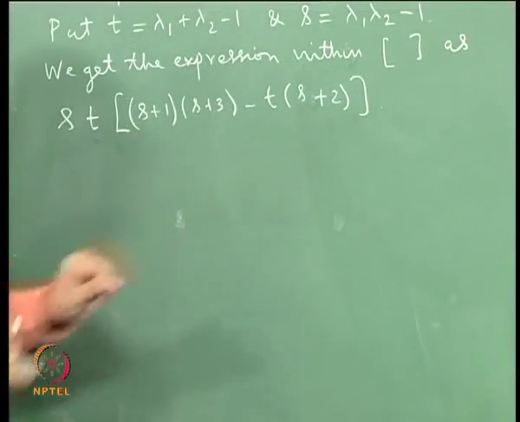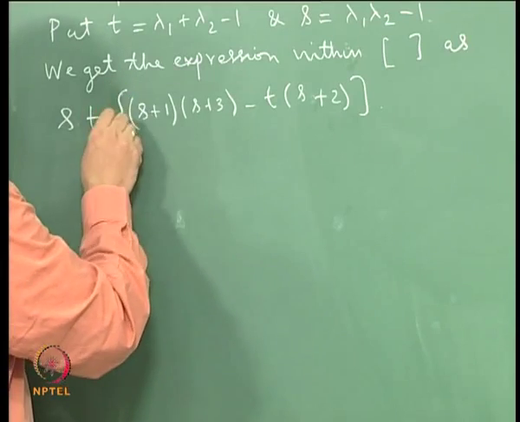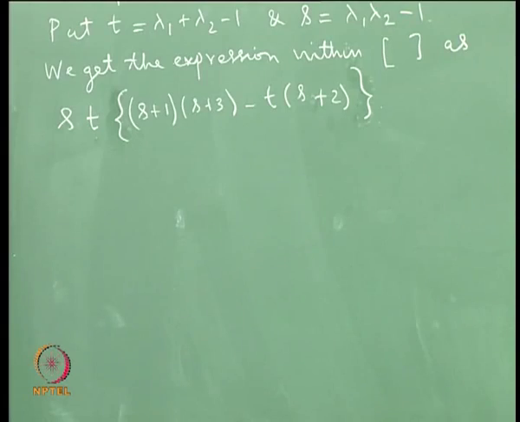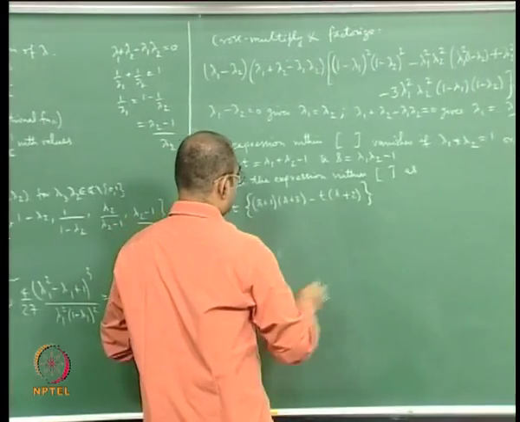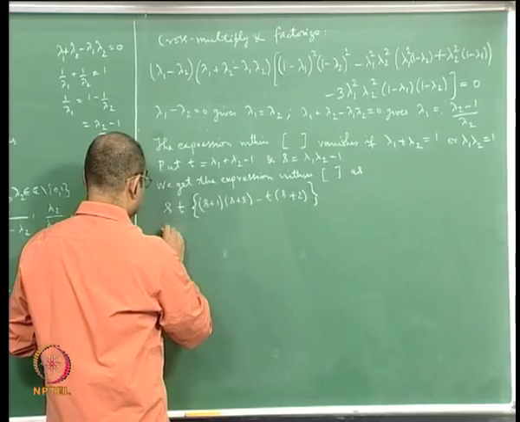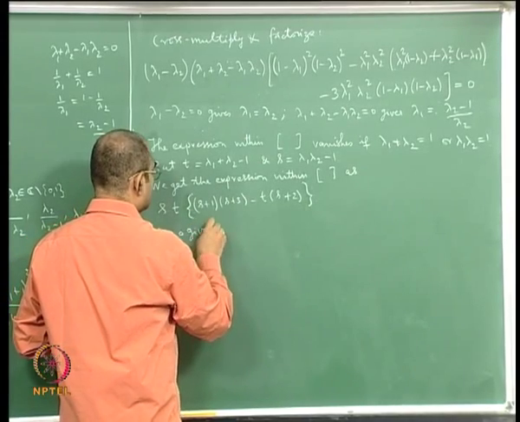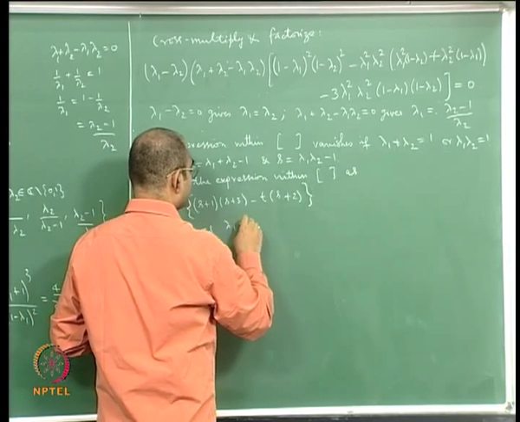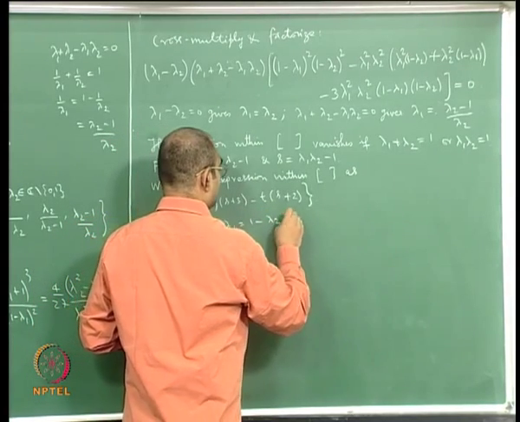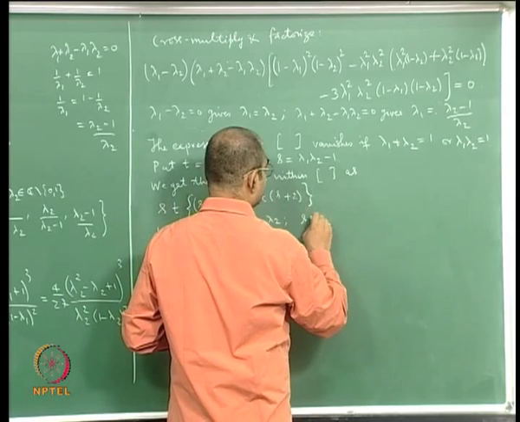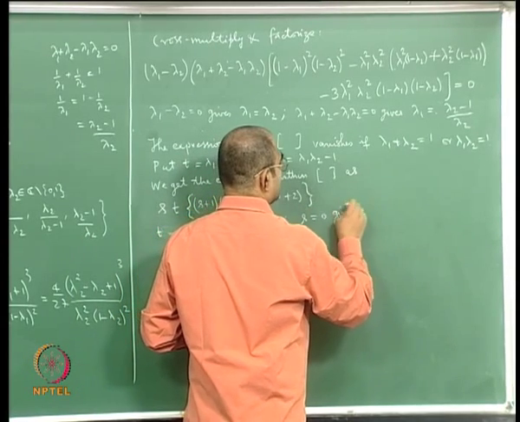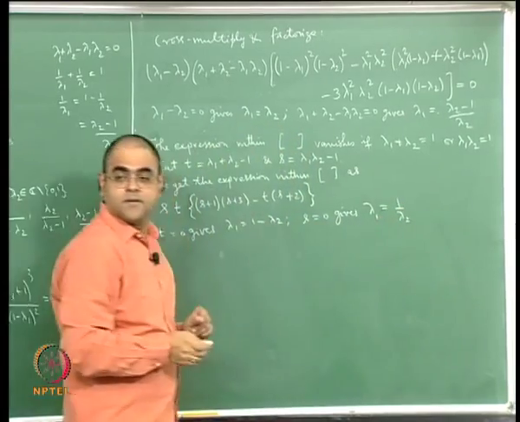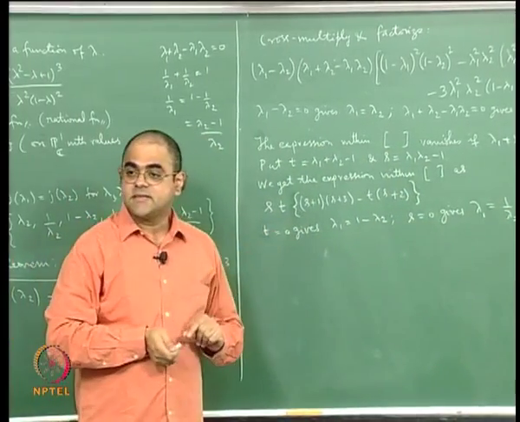Okay, so let me put flower brackets so that I can write it like this. So t equal to 0 gives lambda 1 is equal to 1 minus lambda 2, and s is equal to 0 gives lambda 1 is equal to 1 by lambda 2. Okay, so I will have to only worry about the expression inside the square brackets.